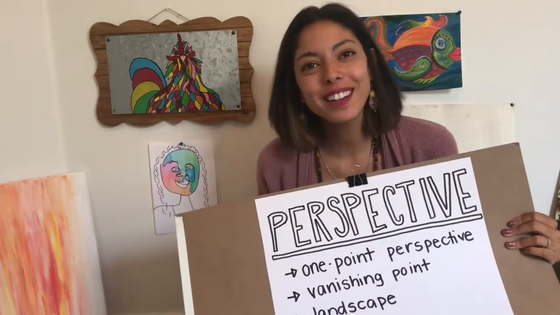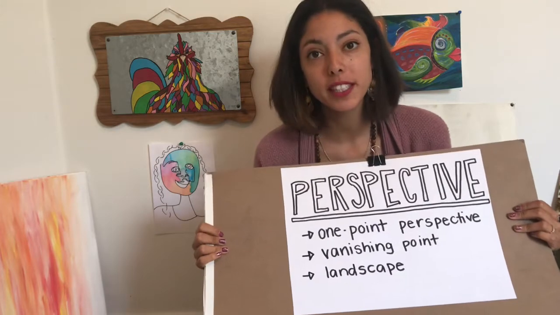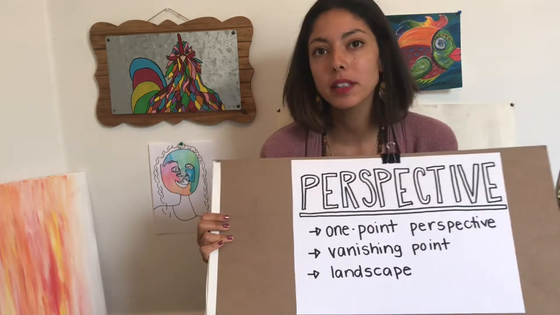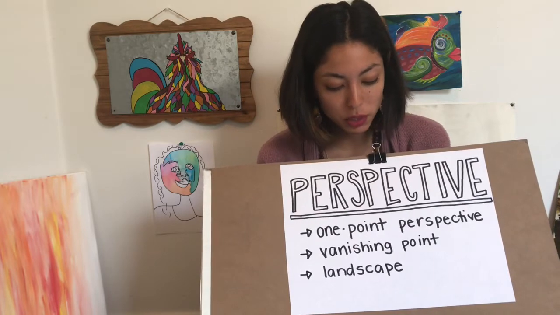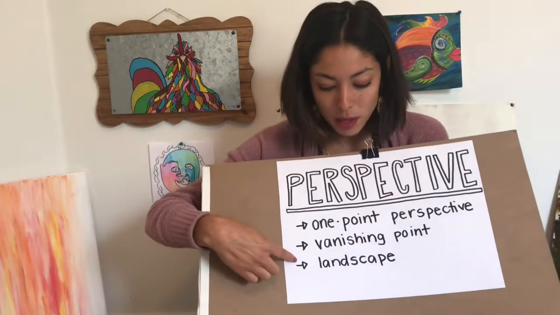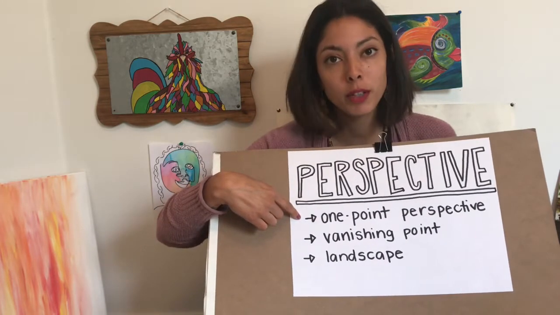Hello, my fourth graders. What we're going to be doing today is talking about perspective. We talked about perspective last week when we did our viewfinders, but this week we're going to be creating a landscape. We're going to find our vanishing point and we're going to be using 1-point perspective.